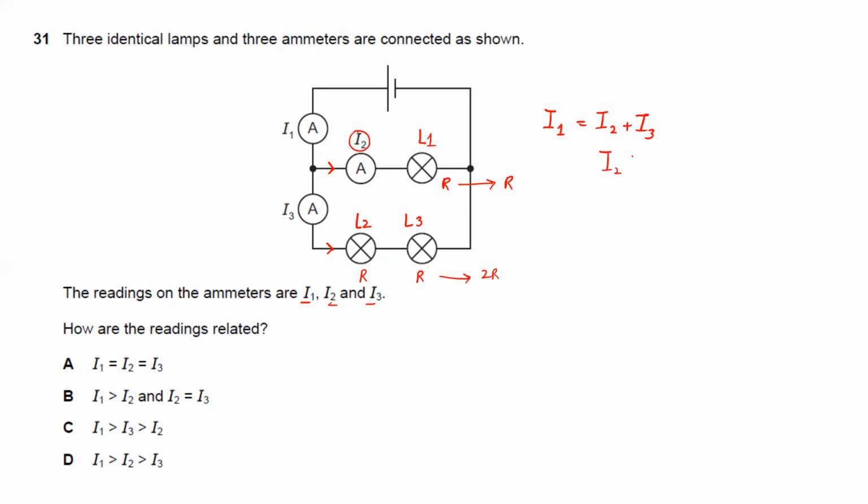So I2 will be larger than I3, and I1 is greater than both I2 and I3 because it is the sum of both. So eventually we get I1 greater than I2 greater than I3. Something like this will be the best choice. A, no. C, no. This part D will be the best choice.